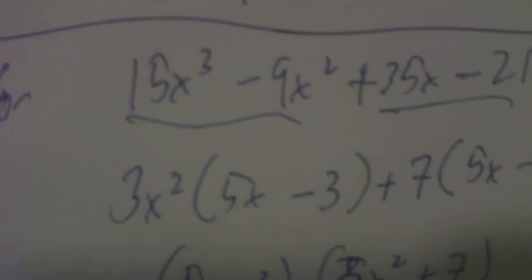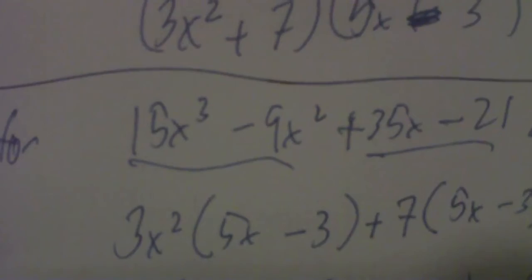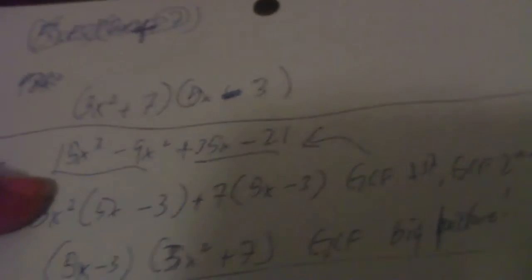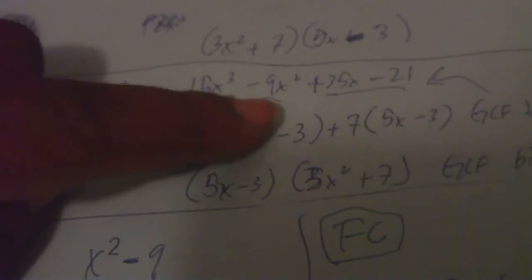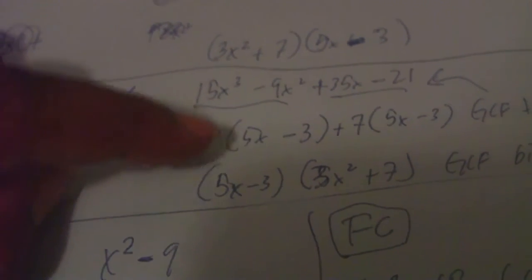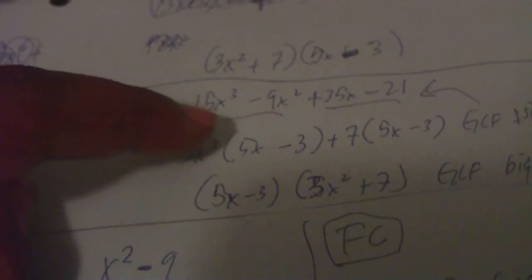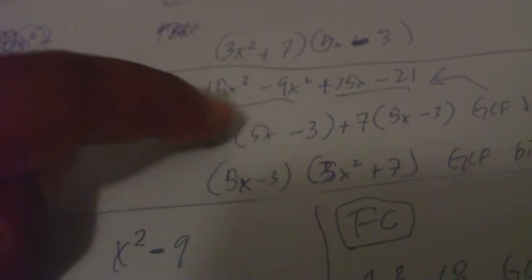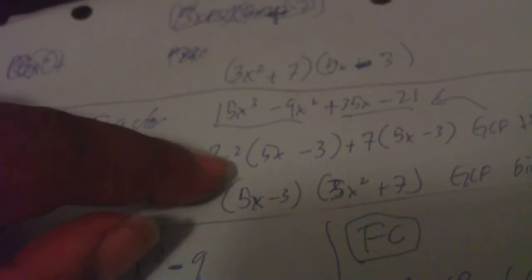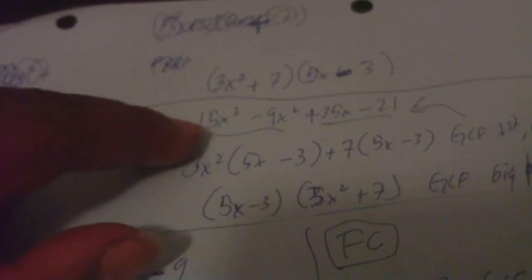we got 3x squared, and in parentheses you got the 5x minus 3, because basically what we did was, that says 15x cubed minus 9x squared. And what we have to do is factor out what's common in these 2 terms. Now we can pull out 3x squared, because there's at least x squared in both of these terms. So we pull out 3x squared, and then what we have left over, you do the long division on.